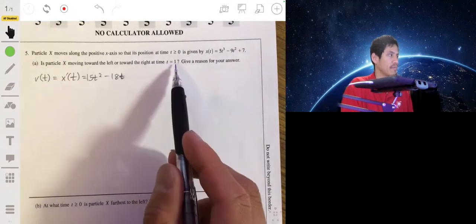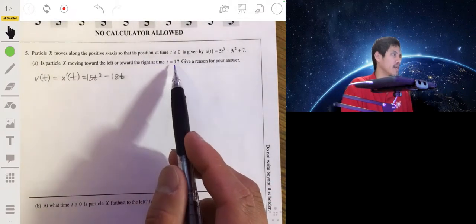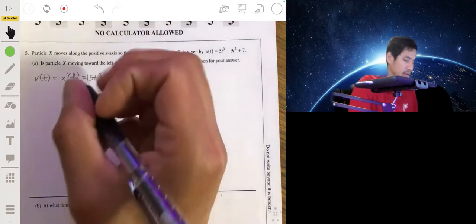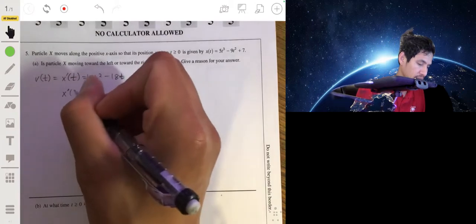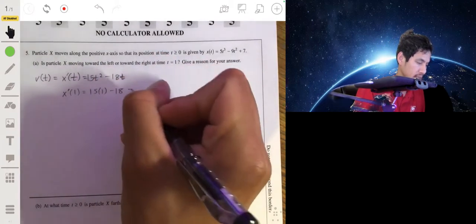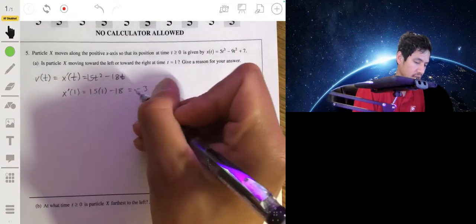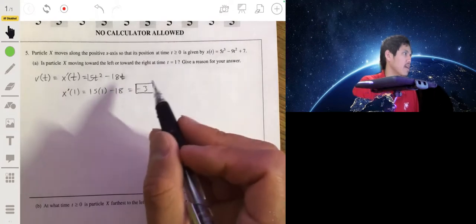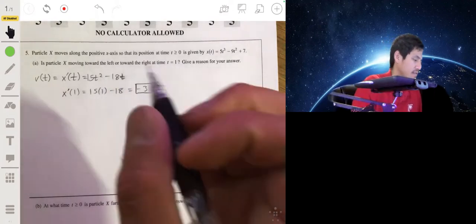And if we want to figure out what's going on with the velocity at time t equals 1, we just plug 1 into here. So we calculate x prime of 1. And for that, we'll get 15 minus 18, which is negative 3. And we'll get that it's moving to the left because the velocity is negative.